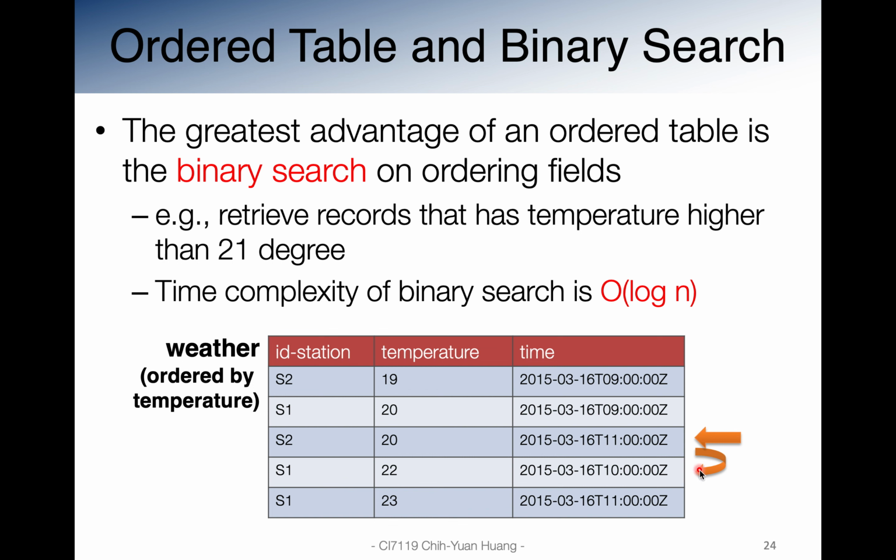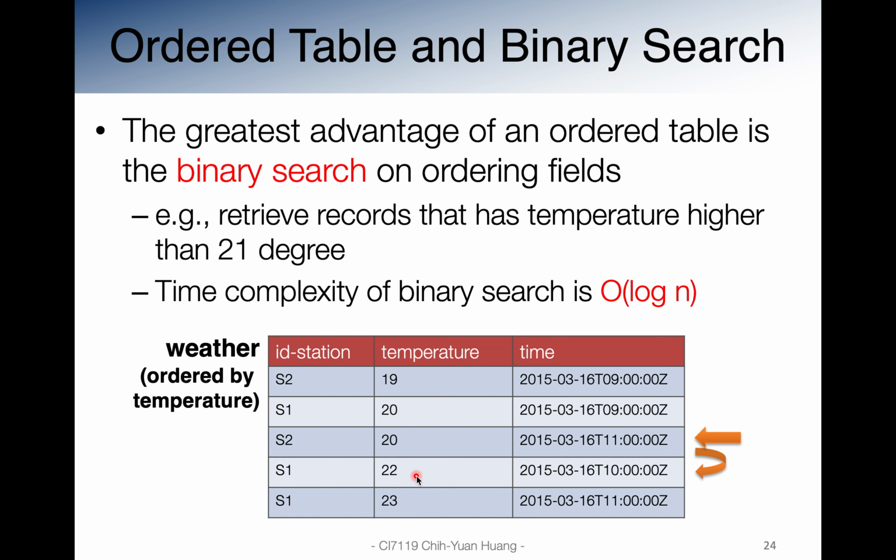And we can have another disk block reading from the hard disk. Then we find out that 22 is higher than 21. Right now, we know that all the readings below this record satisfy the query condition. So we don't need to go to this final data record to determine whether it satisfies the 21 criteria or not. Automatically, we know that 23 satisfies the query condition.